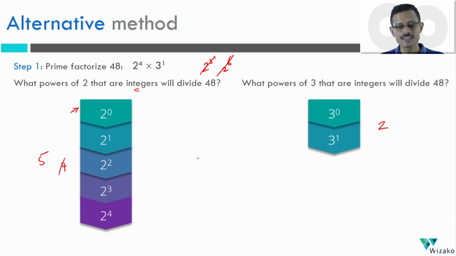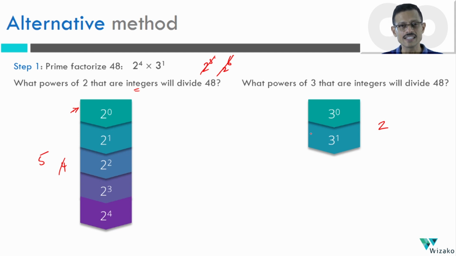Now look at it. There is no factor of 2 or no power of 2 that's in common with any power of 3. That's the beauty about prime factorizing these numbers. Any factor of 48, because the only prime factors that 48 contains are 2 and 3, cannot have a prime factor other than 2 and 3.